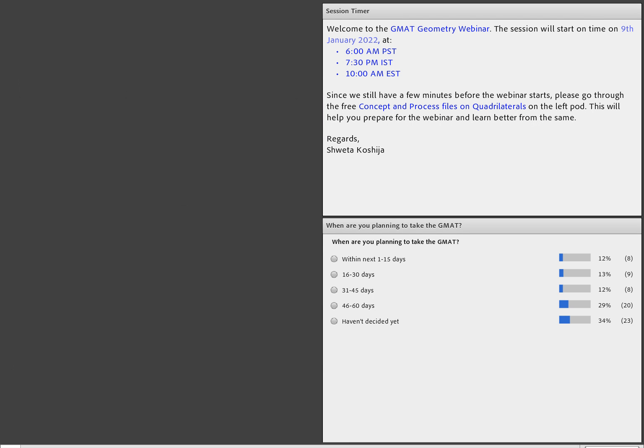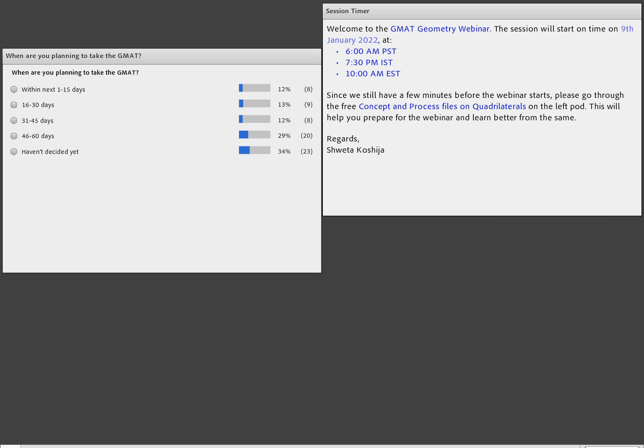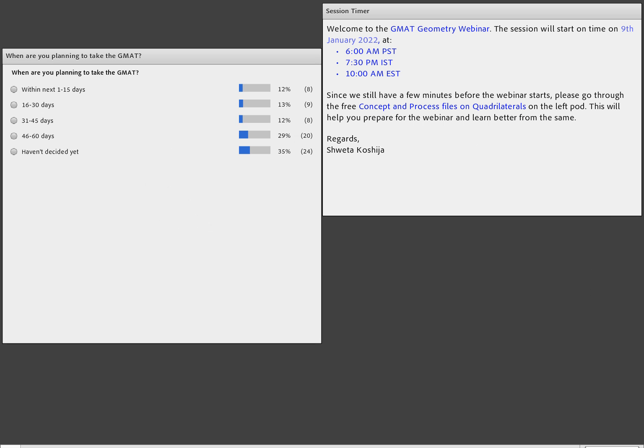Now, finally, let's talk about this. A lot of you have already voted. If you haven't, vote on this one. This is about when you're planning to take the GMAT. What we see right now is that most of you have not decided. So 38% of you haven't decided when you're going to take it. But then there are a lot of you, 28%, who are taking it in 45 to 60 days. And there are a few, 12% of you, who are taking it in the next 15 days. Well, wherever you are on this spectrum, be assured.